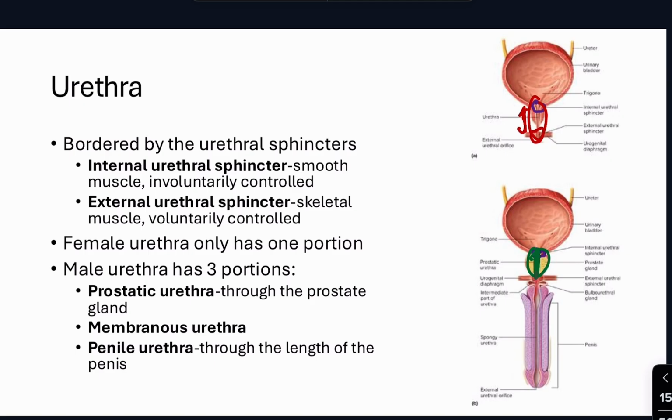We're going to have what's known as the membranous urethra, okay? That's going to be kind of, let me get my color here, right around here. And then finally, you're going to have the penile urethra, which is going to extend through the length of the penis, okay?